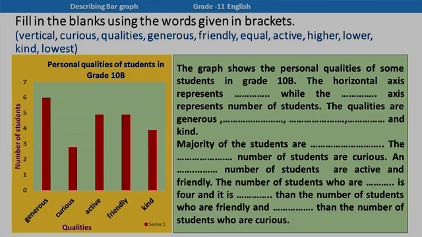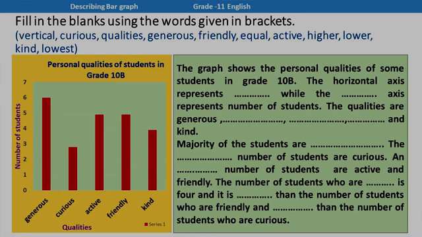Shall we read the question first? Filling the blanks using words given in brackets. These are the words given in brackets: vertical, curious, qualities, generous, friendly, equal, active, higher, lower, kind, lowest, right? Now, here what you are supposed to do is, you have to fill these blanks using those words given in the brackets. Shall we read the paragraph first with blanks, right?